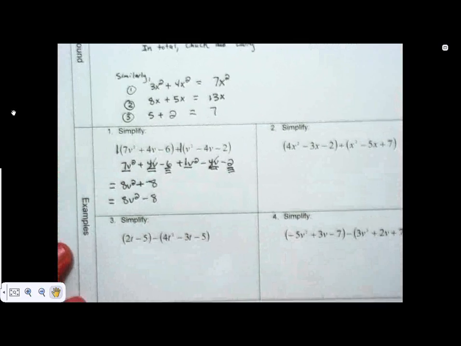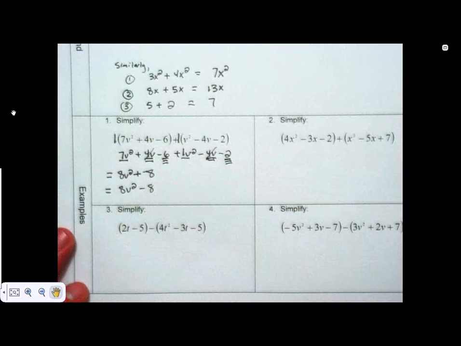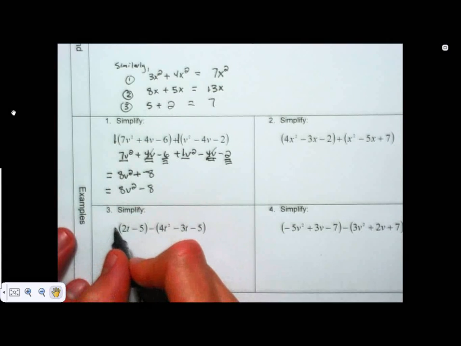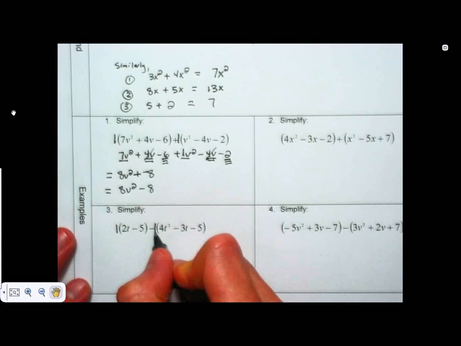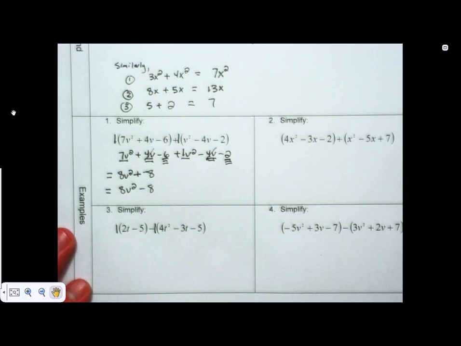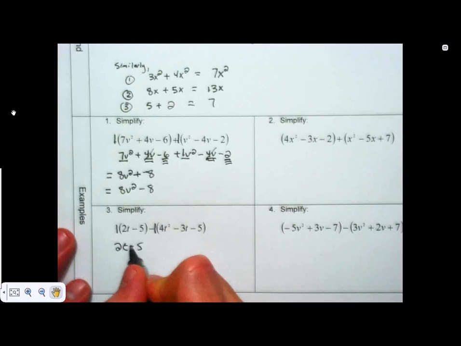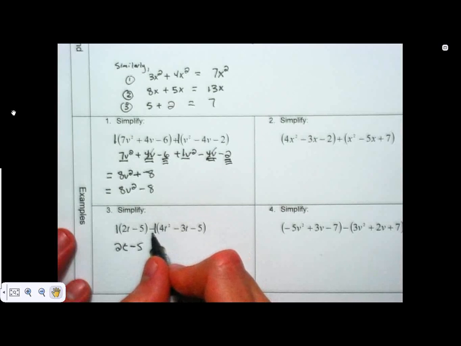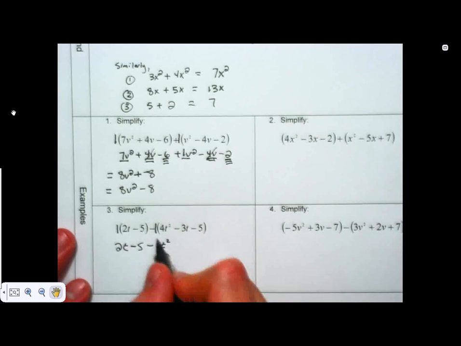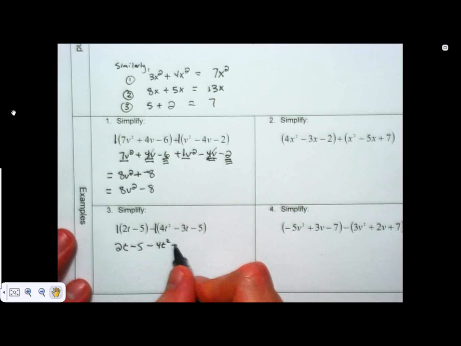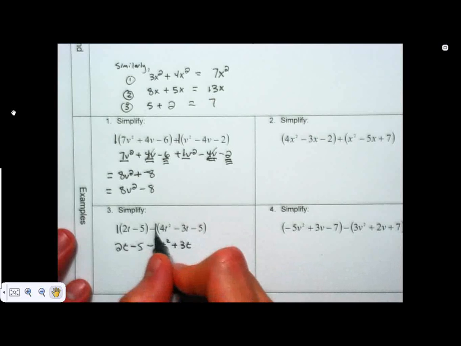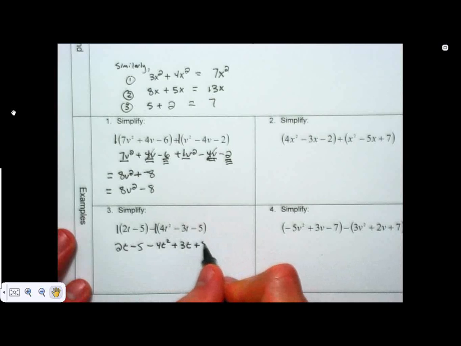Okay, I want you to try number 3. Pause the video and then restart it after you've given it a try. So for number 3, again, there's numbers in front of each group. So if I write those in there and distribute, I'll have 2t minus 5. But the second guy's a little tricky because now we've got a negative 1 in front of the group. So when I distribute, negative 1 times 4t squared is negative 4t squared. Negative 1 times negative 3t is positive 3t. Negative 1 times negative 5 is positive 5.